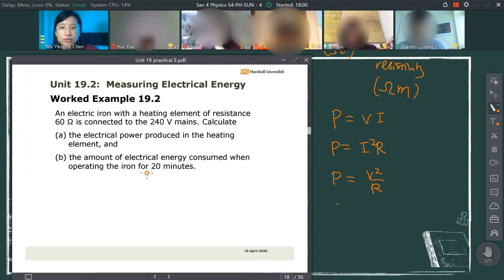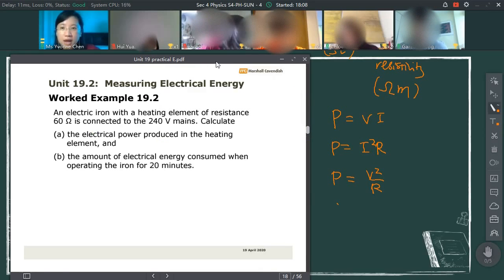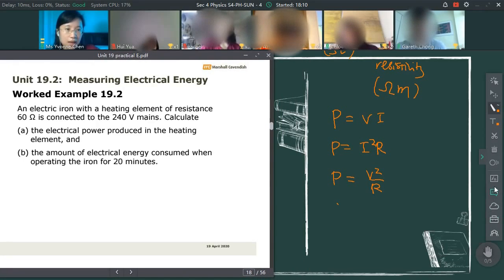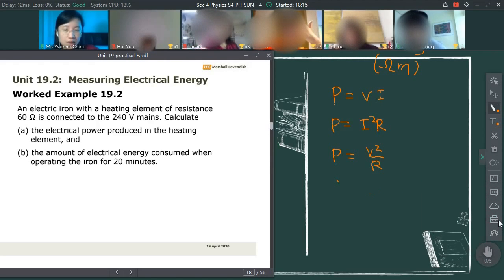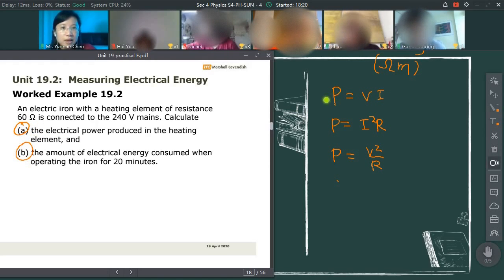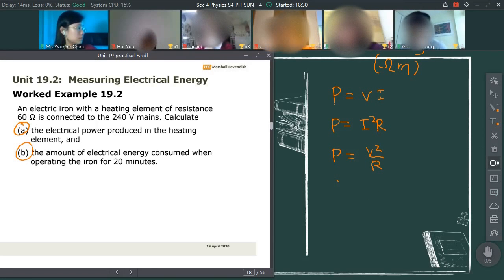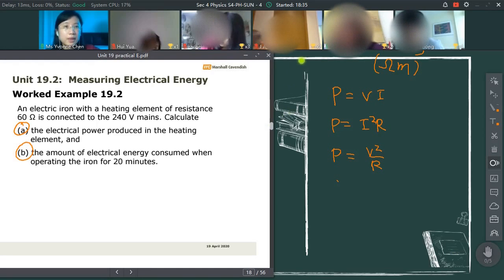Now I want you to take out a piece of foolscap paper, or if you have notes ready, you can try this question now. I'm going to give out the small drawing board, and I want you to give me the answer on the small drawing board. Okay, class, you can try part A and part B now. You may refer to the formulas here: power equals V times I, power equals I squared times R, power equals V squared over R. Please do it on a piece of paper.